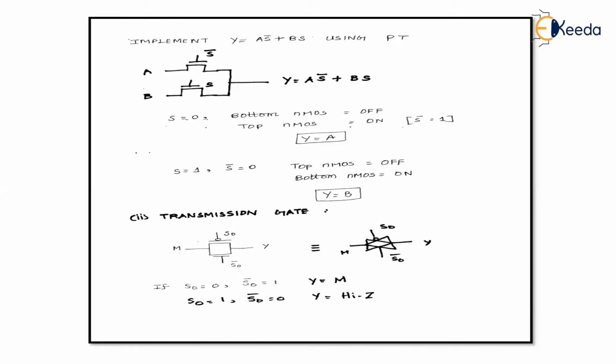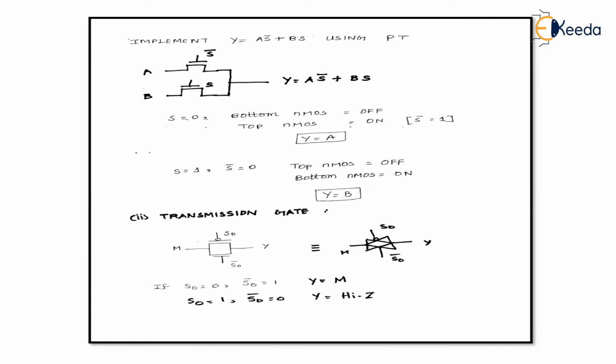See carefully, when S is equal to 0, 0 to an NMOS will switch it off. So the bottom NMOS will turn off and the top NMOS will turn on as S bar is equal to 1. So when the top transistor is turned on, what is there in the top transistor? A. So the output will be A.